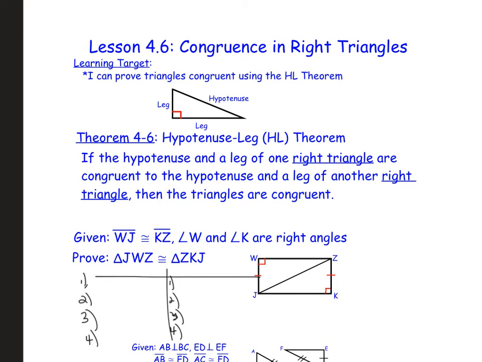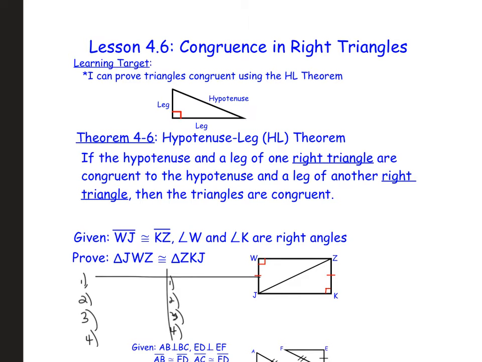For today, our learning target is: I can prove triangles congruent using the hypotenuse leg theorem. The hypotenuse leg theorem only works for right triangles, so just make sure that you're keeping that in mind as we move forward in today's lesson. Theorem 4.6 is the hypotenuse leg theorem, or the HL theorem. What it's saying is if the hypotenuse and a leg of one right triangle are congruent to the hypotenuse and a leg of another right triangle, then they are congruent.